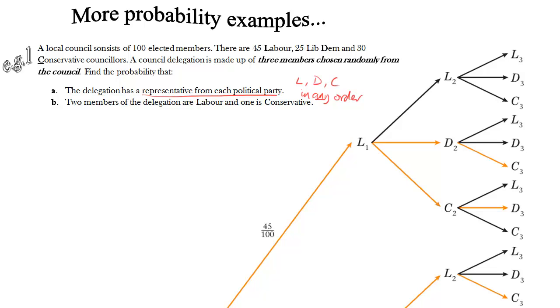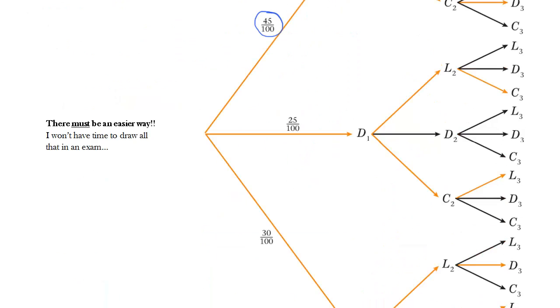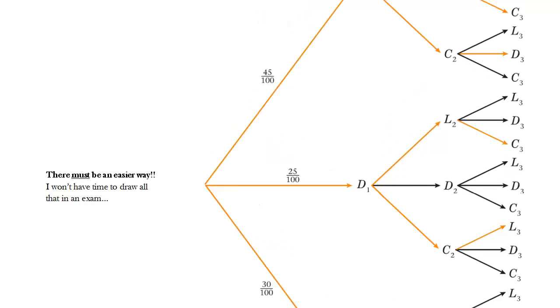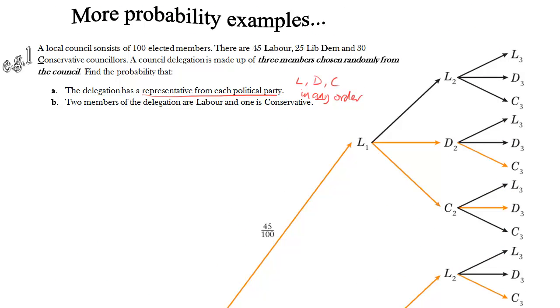So there are 45 from the Labour Party. So out of the first 100, that's the probability of getting a Labour Party member, 45 out of 100. There are 25 from Lib Dems, so 25 out of 100. 30 Conservatives, so 30 out of 100. So far, so good. Now this is sampling without replacement. Okay, we don't put the people back after we've chosen them.